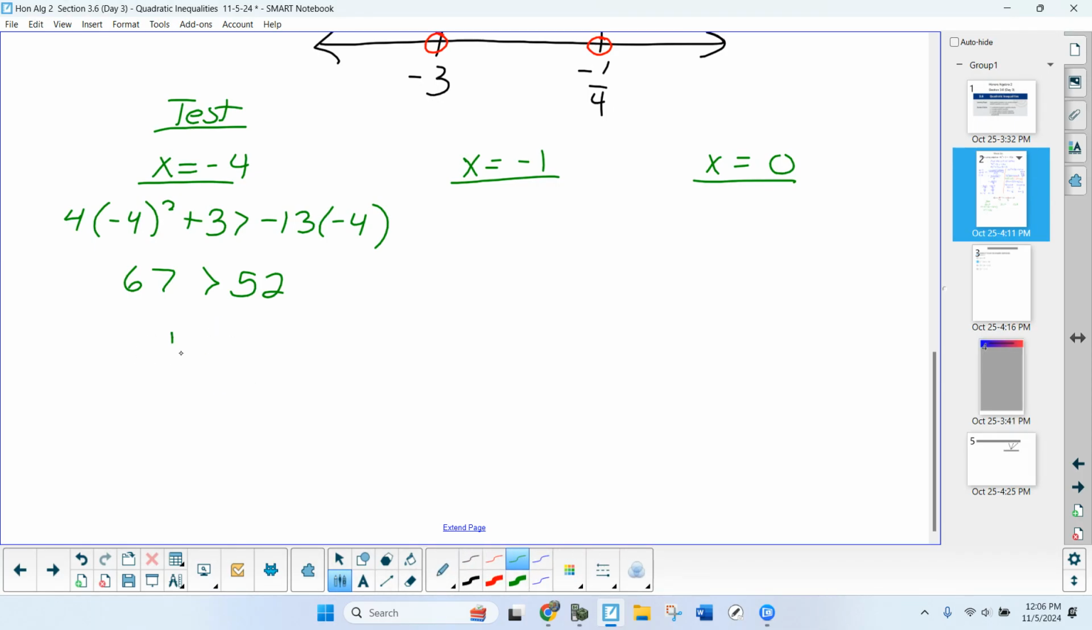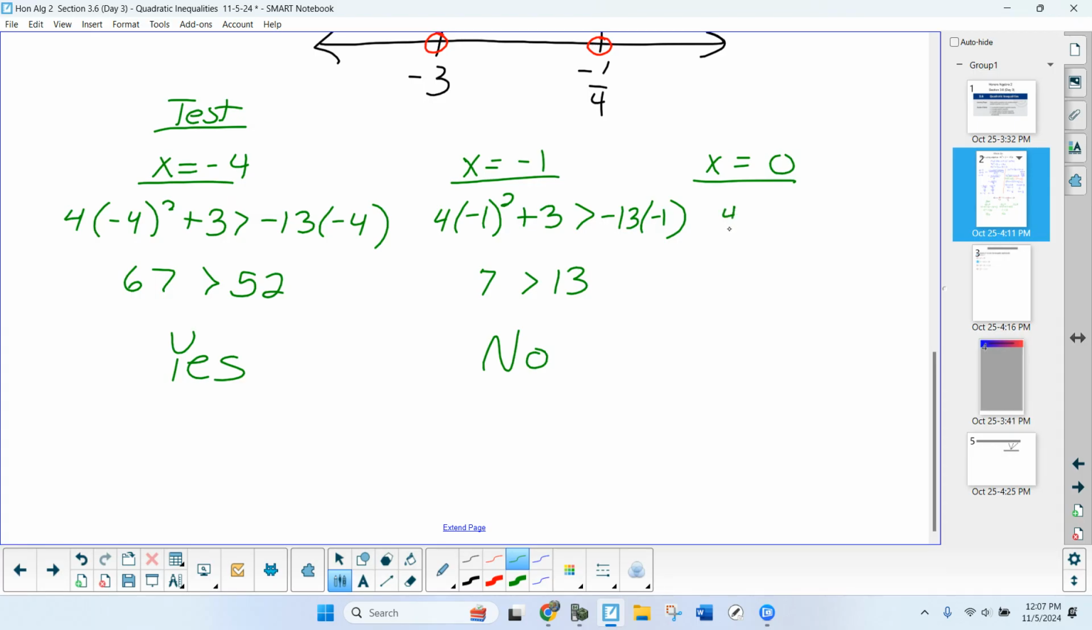So if we did this right, it should go yes, no, yes. Then we tested negative 1. So I did 4 times negative 1 squared plus 3. Is that greater than negative 13 times negative 1? What did you get over here? 7, because that's positive 1 times 4 is 4, plus 3 is 7. Is that greater than 13? No. Again, make sure you test these because if you did something wrong, it will show up here.